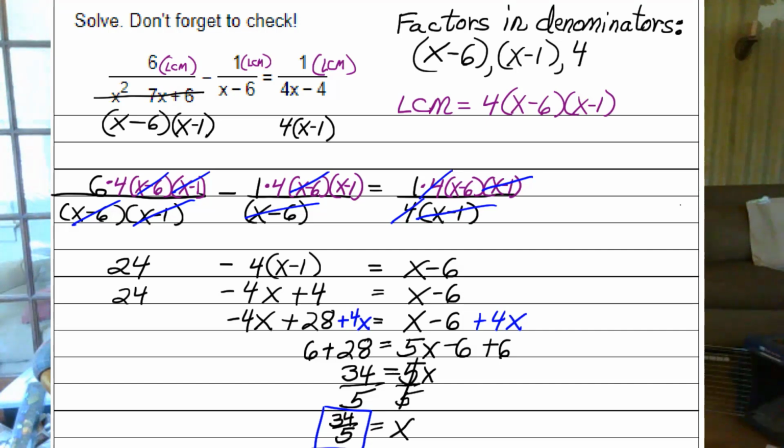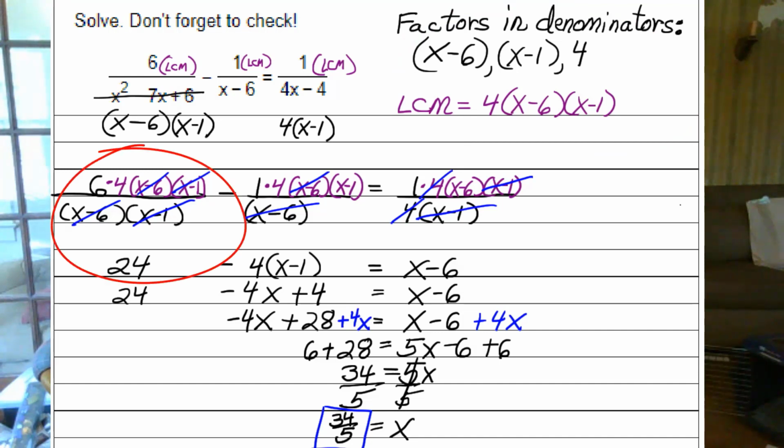These are the factors I have in my denominators. I've got an x minus 6, I've got an x minus 1, and I've got a 4. I put these together right here, and that's my LCM, my least common multiple. I then proceed to multiply my LCM by 6, multiply my LCM by 1, and multiply my LCM by 1. But I'm careful to leave everything in factored form.